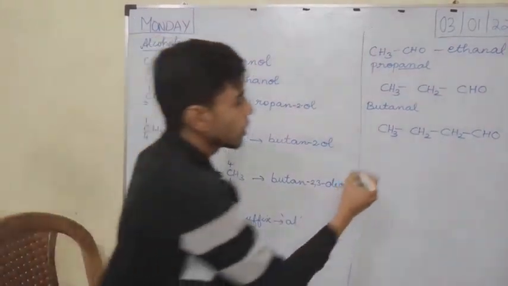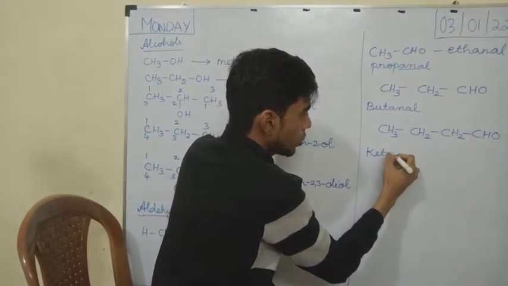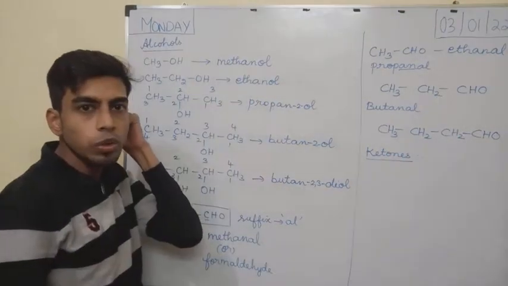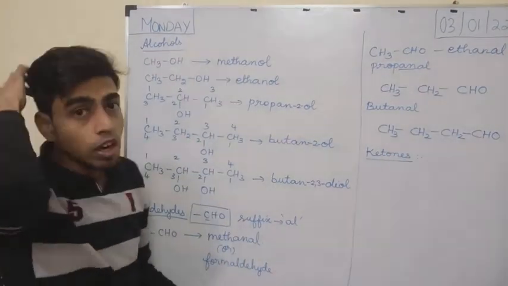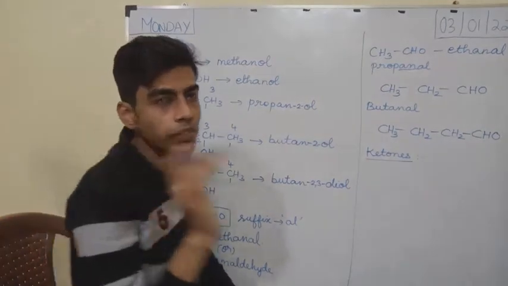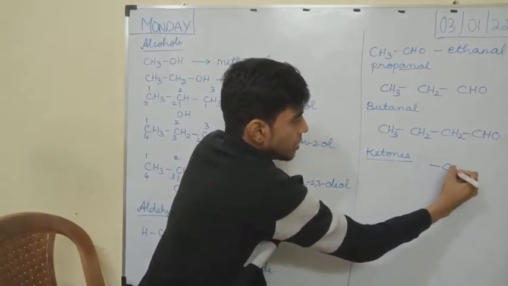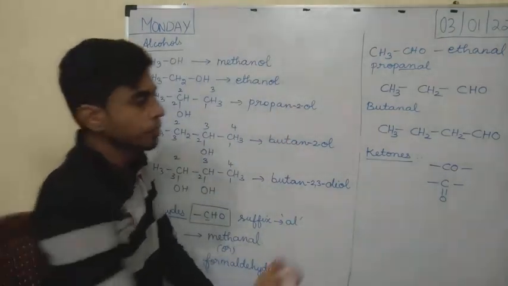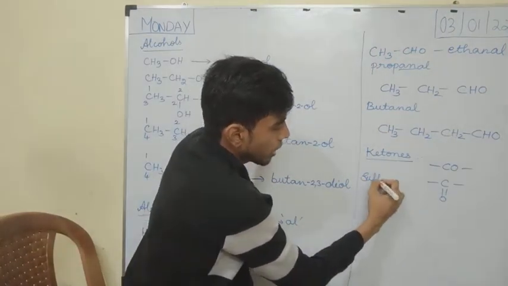So now we will go to the naming of the ketones. While writing ketones itself, I told you the ketone group will always occur in the middle of the compound. So it is the CO group. CO means what? C double bond O group. So what is the suffix we have to write for ketone?